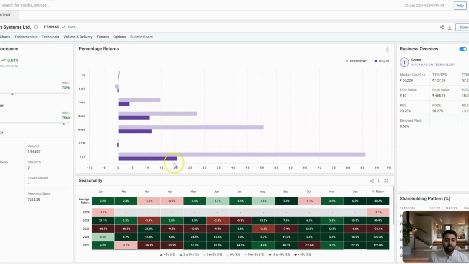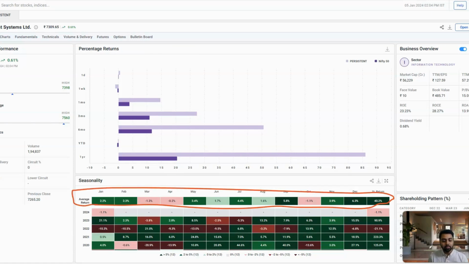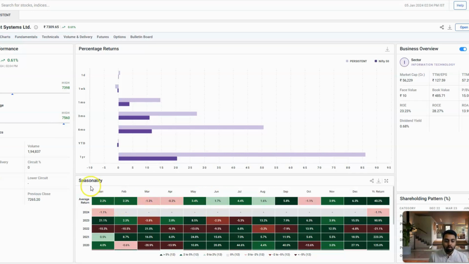At the overview page, you can also see the seasonality of the stock because some stocks are cyclical and they might sometimes give good results when they are in a particular month. So say for example, gold stocks typically tend to do well two to three months prior to Diwali and so on. So seasonality can help give you some insights.